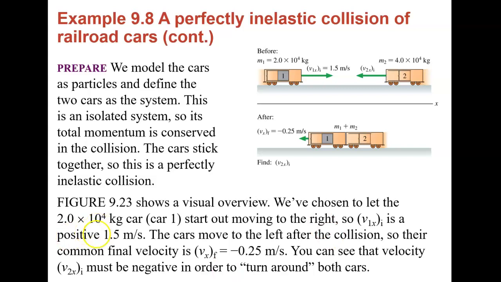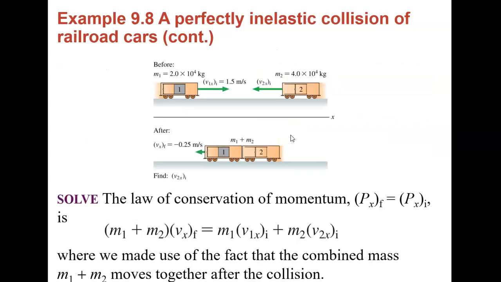Okay, so we know all this information. We know the initial velocity of the lighter car. We know the mass of the two cars, and we know it's a perfectly inelastic collision. They're going to hook up, so their total mass is combined, which means they have the same final velocity, which we know. The law of conservation of momentum says the momentum before and the momentum afterwards have to be the same. So the two masses combined times the final velocity is equal to the sum of the momentums beforehand.